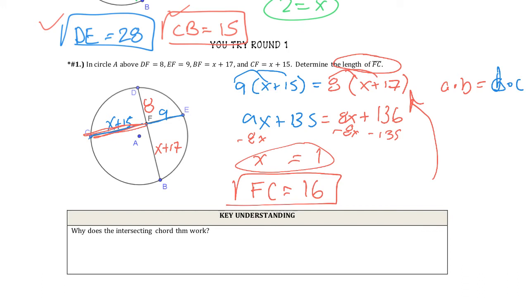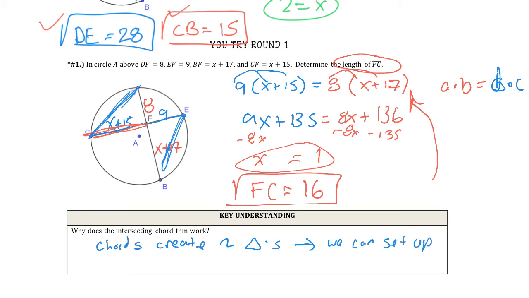But why does that work? Well, it works because they're similar triangles. The chords create similar triangles. So we could set up a proportion. But if we skip that proportion step, we get to the intersecting chord theorem.